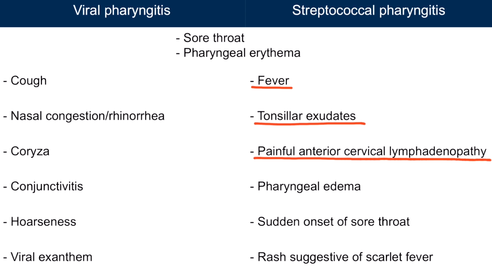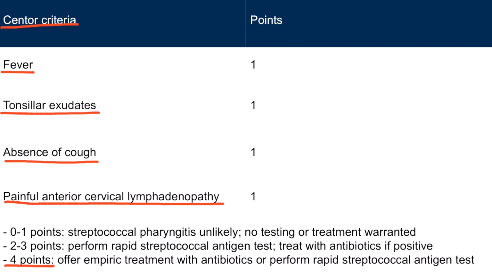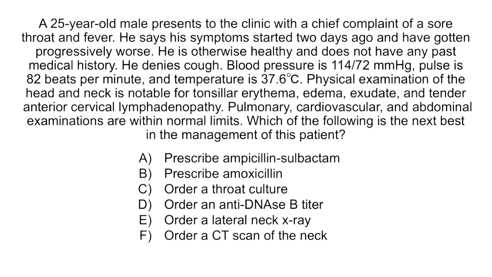Now, recall from this slide that in adult patients, clinicians can use the Centor criteria to help decide the next best step in management based on the patient's presentation. Once again, our patient had a fever by history, tonsillar exudates, no cough, and painful anterior cervical lymphadenopathy, meaning that he scores 4 points on the Centor criteria. This group of patients should be offered empiric treatment with antibiotics or a rapid strep antigen test. This is why option B, prescribe amoxicillin, is the best answer.